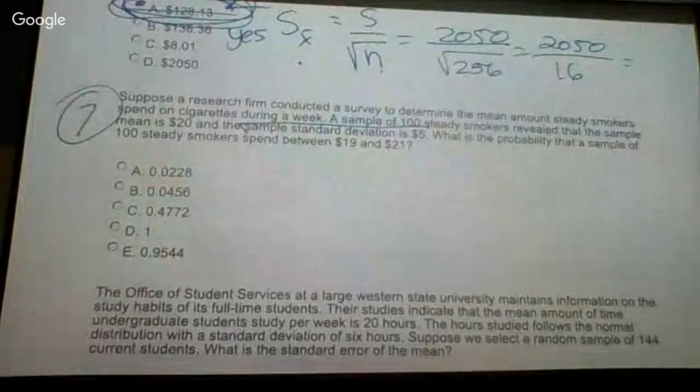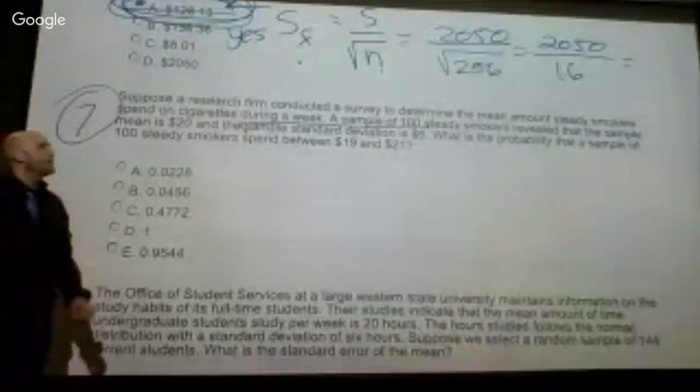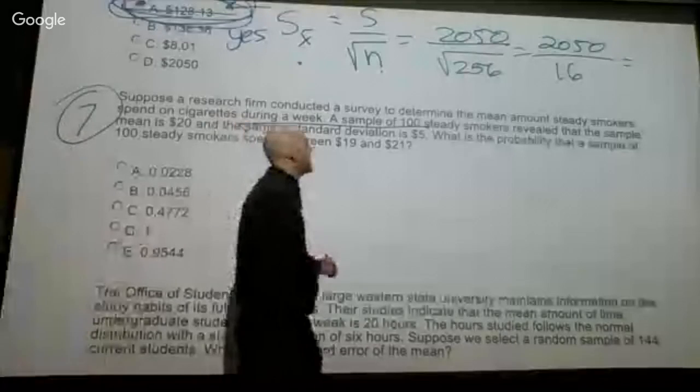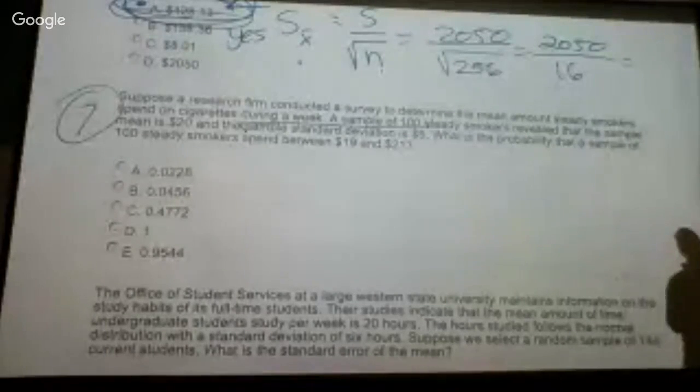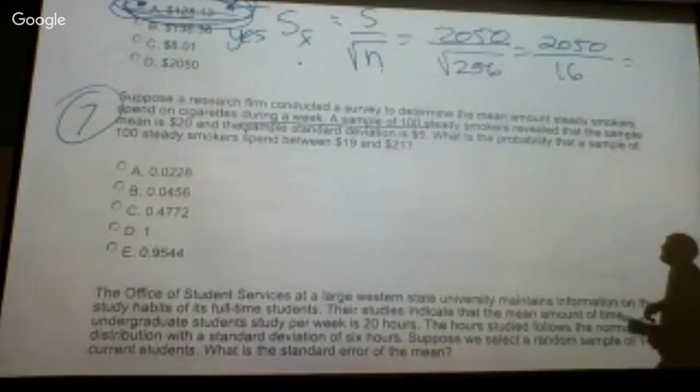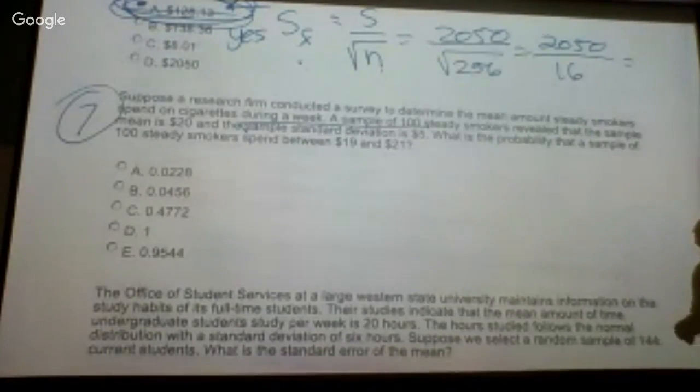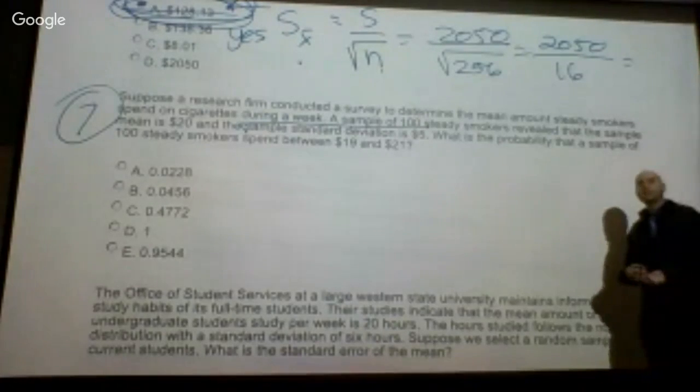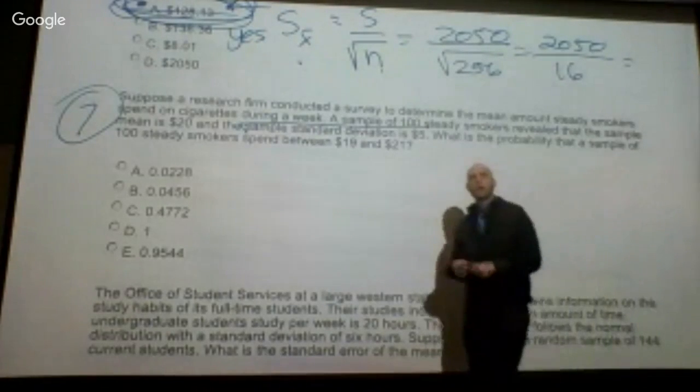Number 7. Suppose a research firm conducted a survey to determine the mean amount steady smokers spend on cigarettes during a week. A sample of 100 steady smokers revealed that the sample mean is $20 and the sample standard deviation is 5. What is the probability that a sample of 100 steady smokers spent between $19 and $21?